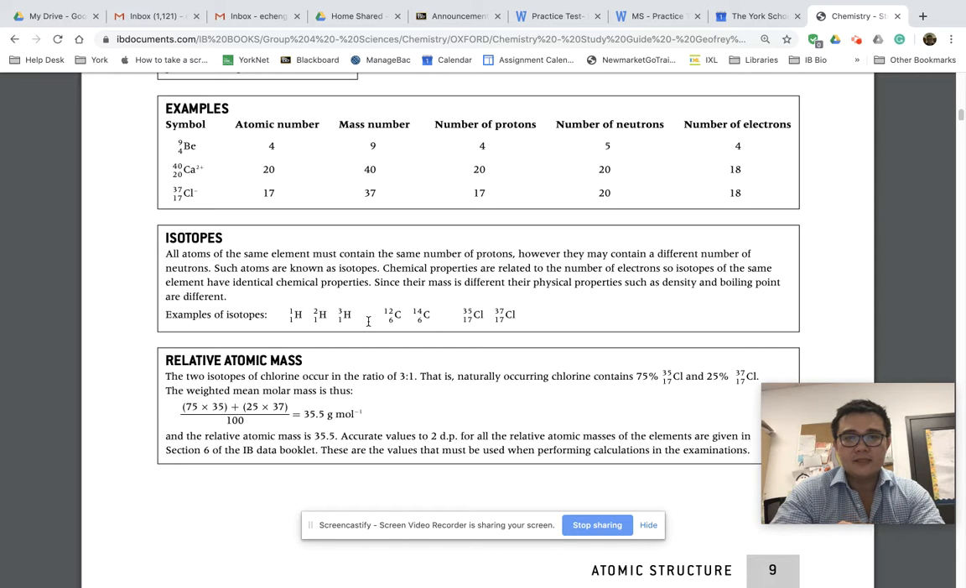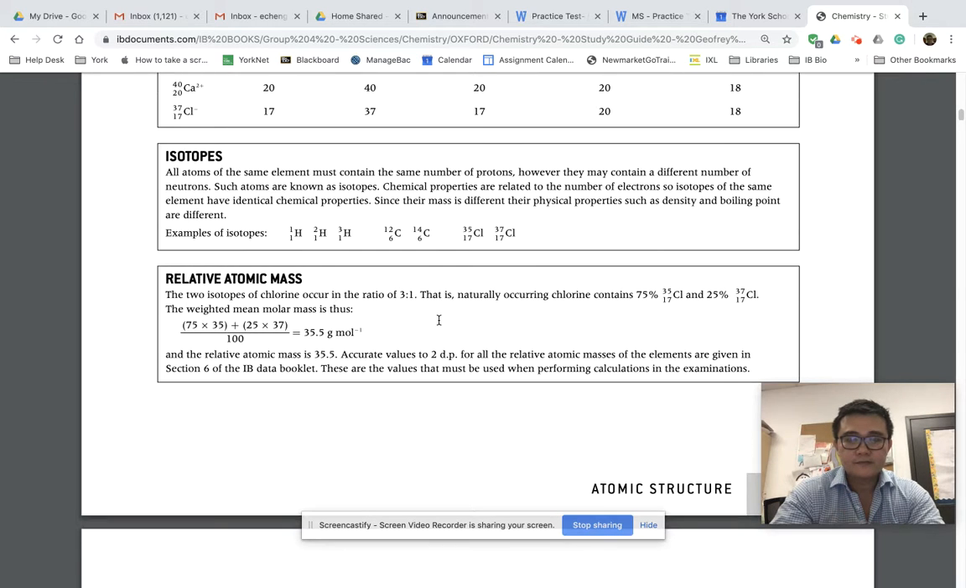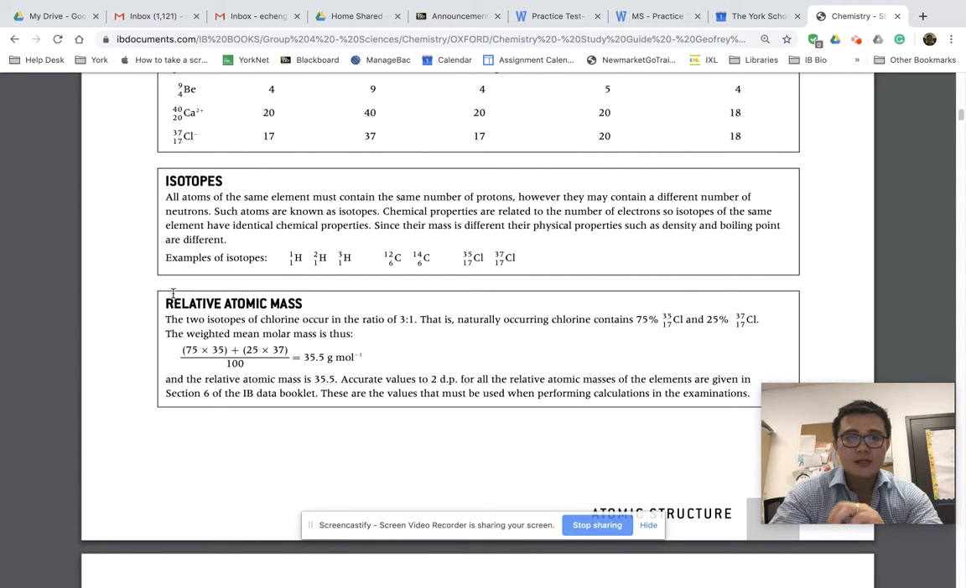Here are some famous examples of these isotopes. You don't need to memorize them, by the way. It's just knowing that you can tell the difference. Now, relative atomic mass. That's another topic you learned back in grade 10. So in this case, let's look at this. You have a ratio between these two, which happens in a 3-to-1. Naturally, that means 75% and 25%.